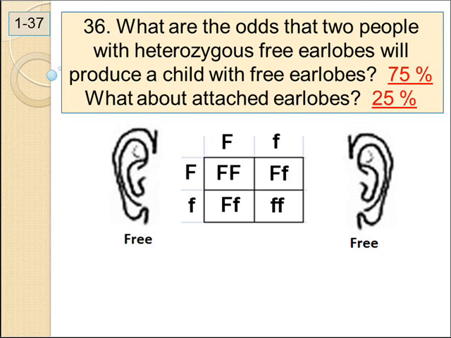I don't guarantee it, does it? Because you can have 2 kids, and both of them by chance might be this. Don't mean the postman came by, that means that you're both heterozygous. Okay? So that's how that works.